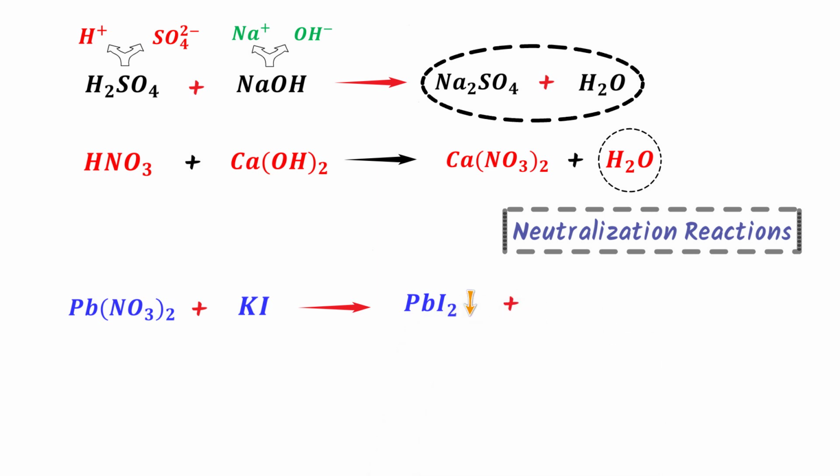Now, upon reacting lead nitrate with potassium iodide, we will get the precipitate of lead iodide and potassium nitrate. Lead nitrate is actually an ionic compound. It breaks into lead ion and nitrate ion. Same is true with potassium iodide. Exchange of ions takes place to form the product.